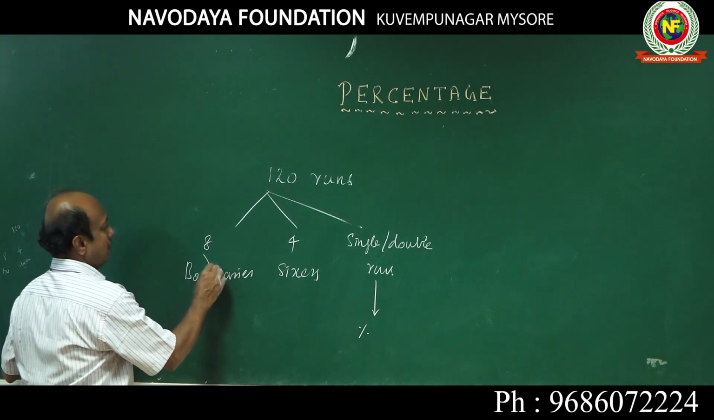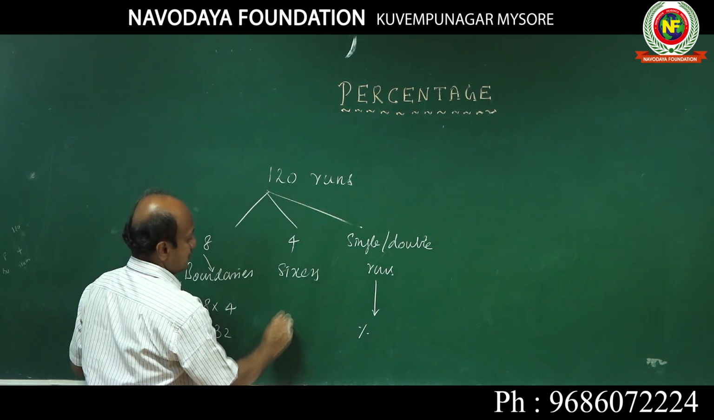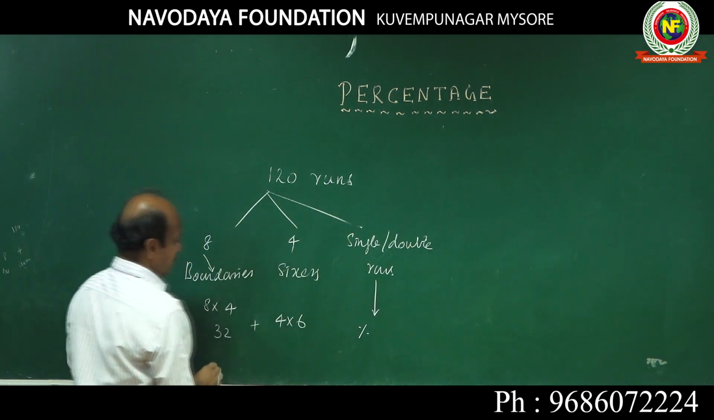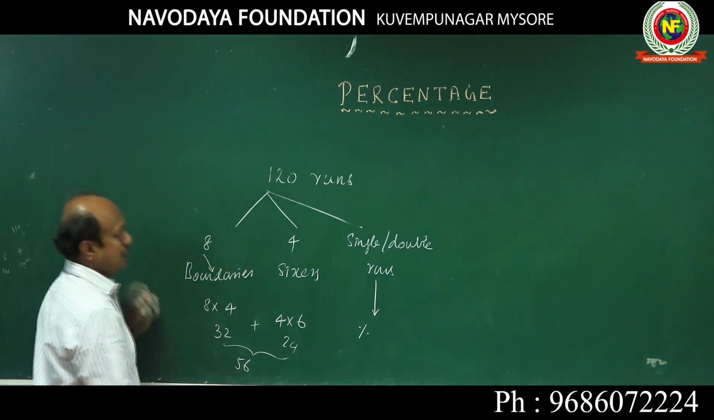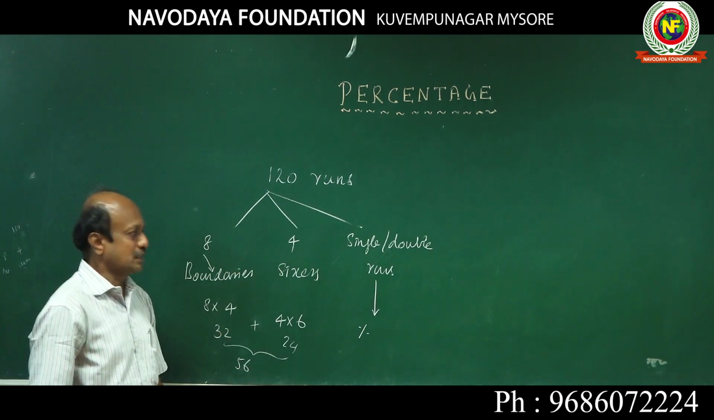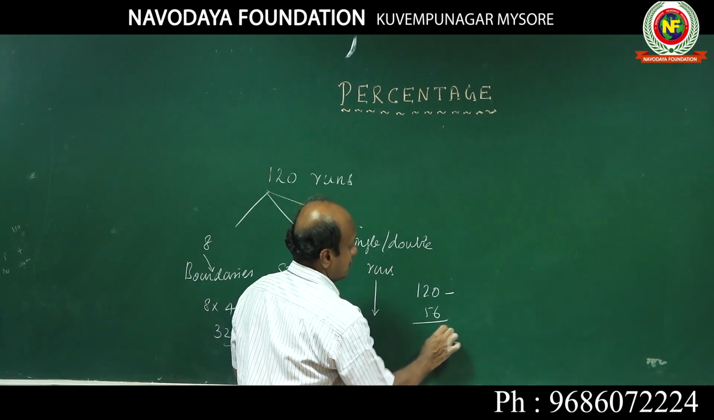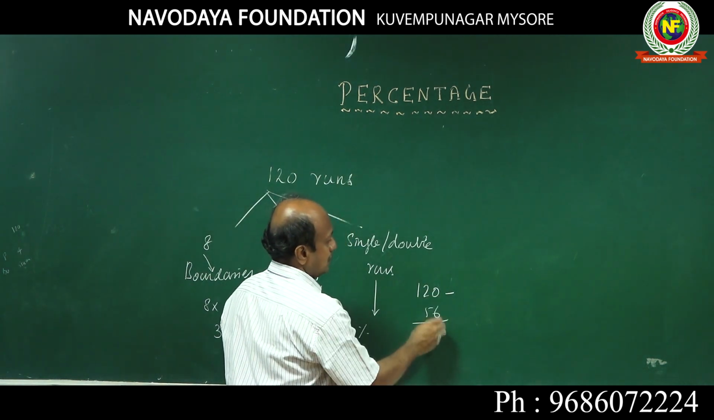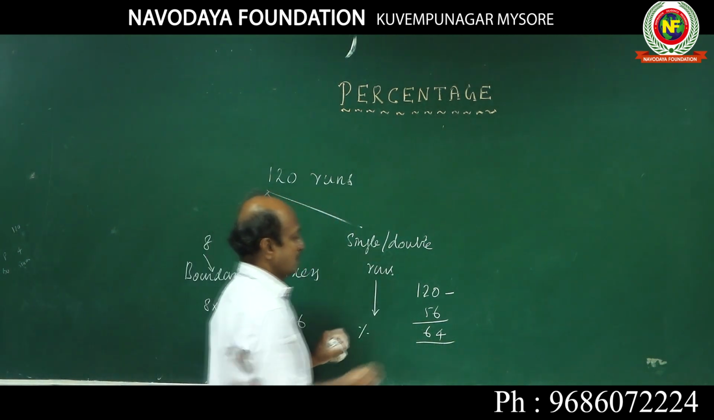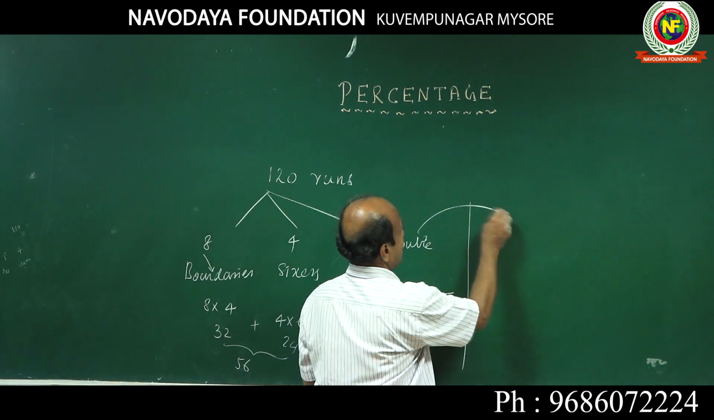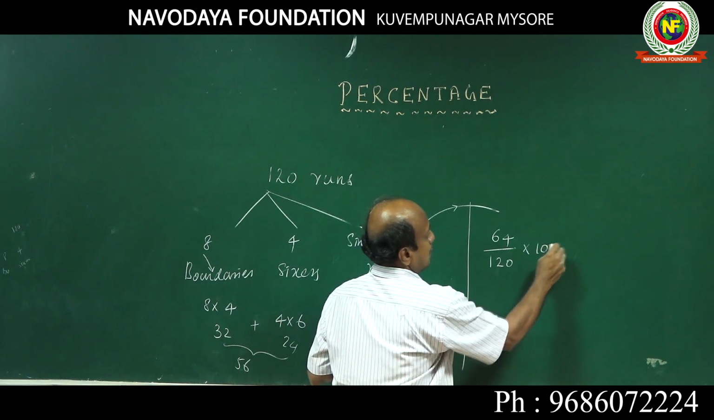Right, 8 boundaries is nothing but 8 into 4, 32 runs. 4 sixes is nothing but 4 into 6, 24. Totally, he has scored 56 runs out of boundaries and sixes. The rest is 120 minus 56, that is 64 runs using single or double runs. This 64 you have to find out in terms of percentage: 64 out of 120 into 100.